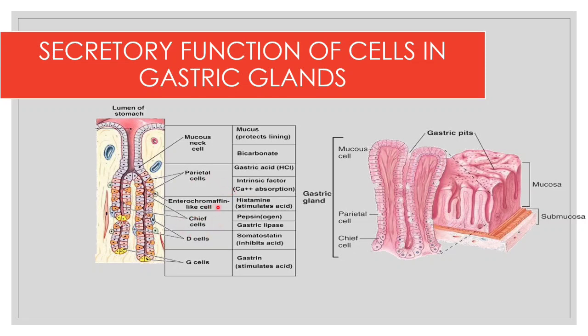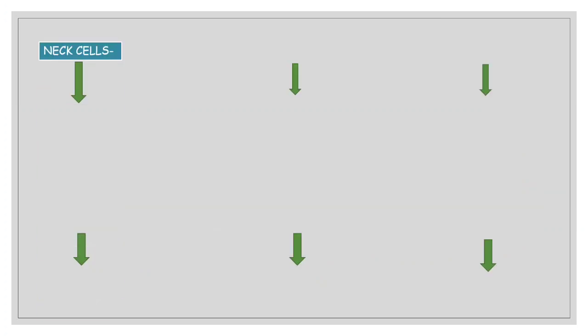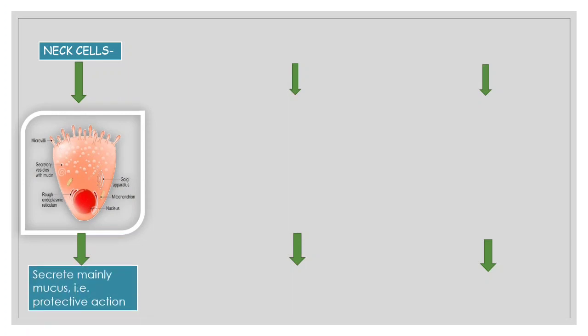Enterochromaffin-like cells are the ones which stimulate histamine release. Chief cells secrete pepsinogen, for protein digestion. D cells secrete somatostatin, and gastrin as well. The last two cells are known as the inhibitory cells. So moving next, let's discuss the functions of these cells.